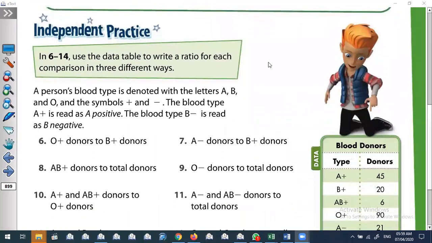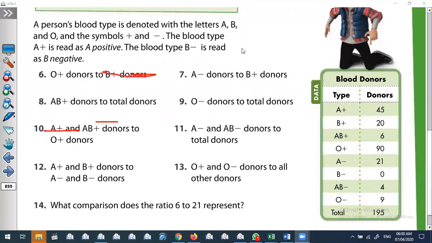Use the data table to write the ratio for each comparison in 3 different ways. 3 different ways, don't forget. A person's blood type is denoted with the letters A, B, and O, and the symbol plus and minus. The blood type A plus is read as A positive. The blood type B minus is read as B negative. We need to find the ratio. Let's see the table like that.